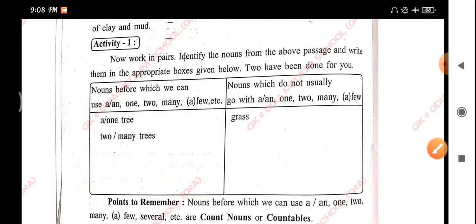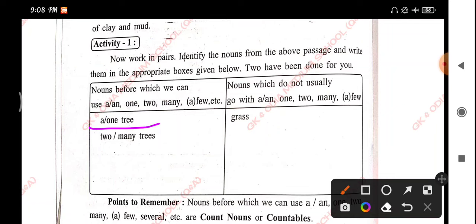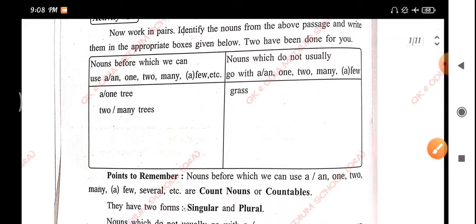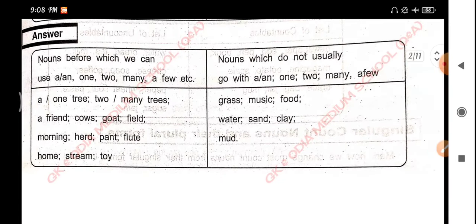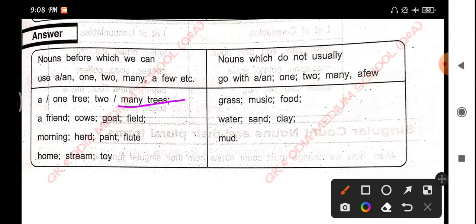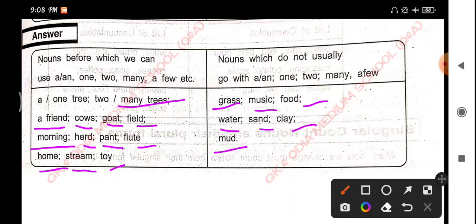Tree, many trees, two or many trees, a or one tree. Grass. Many trees. A friend, cows, goat, field, morning, head, pant, flute, home, stream, toy. Grass, music, food, water, sand, clay, mud.